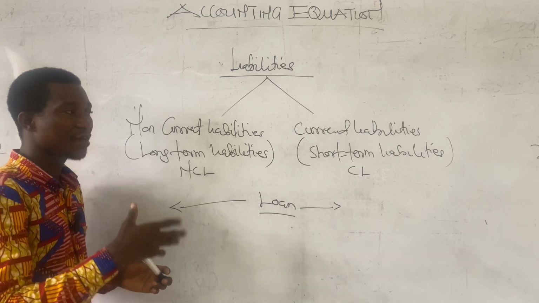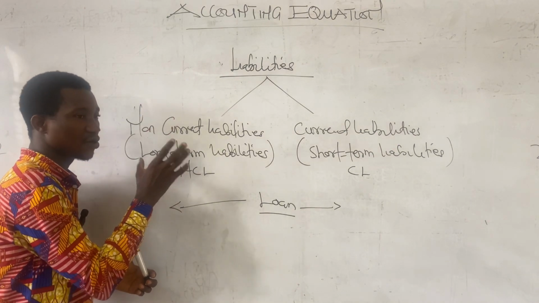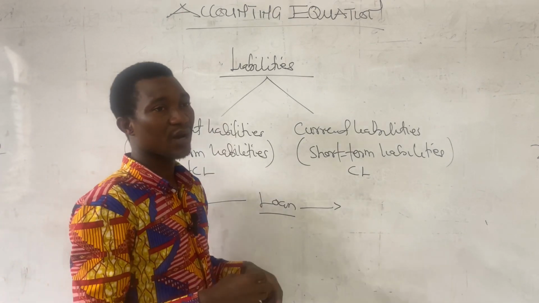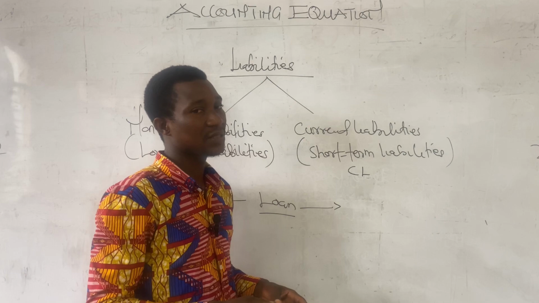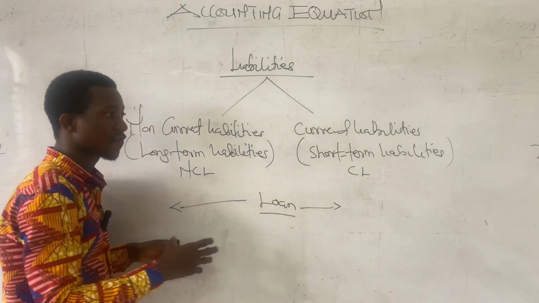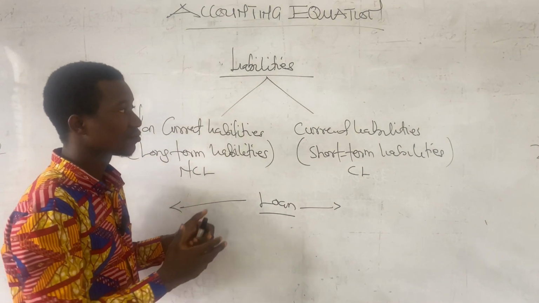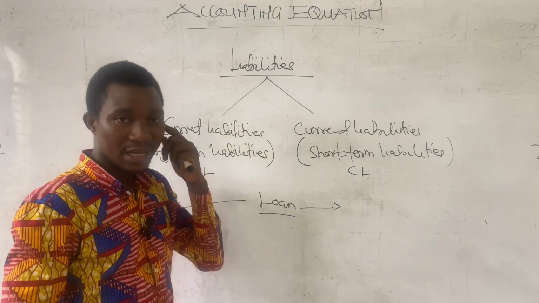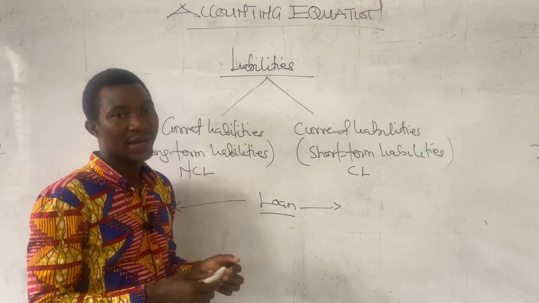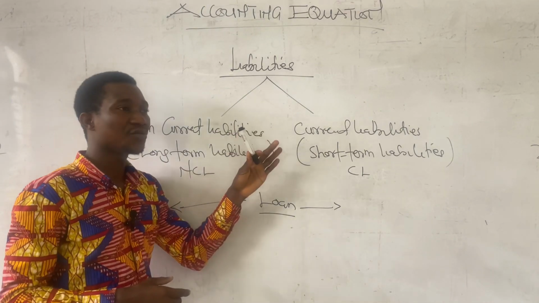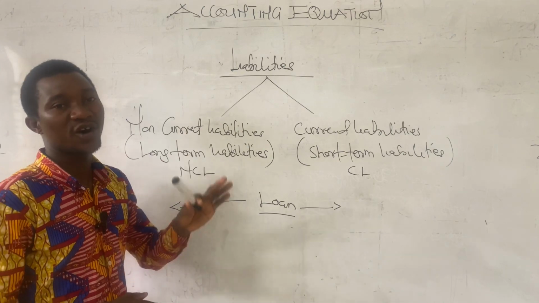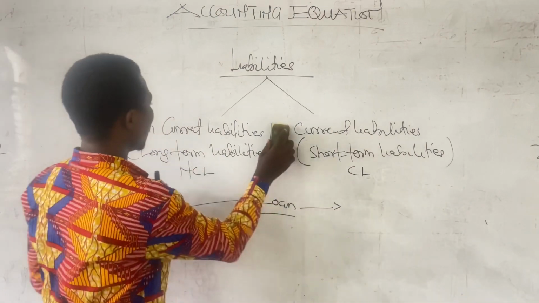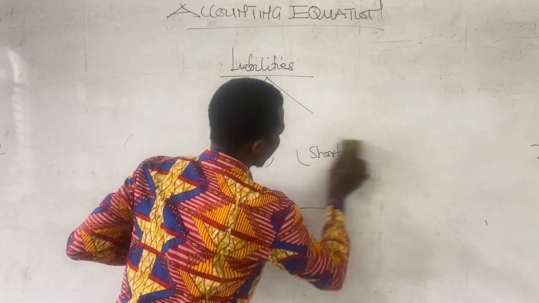Anything beyond one accounting period, any debt beyond one accounting period, is a non-current liability. A debt within one accounting period is a current liability. Is that okay? So I just want you to know the difference so that when you are preparing, or you've been asked to determine the accounting equation, you should know how to go by it. This accounting equation is the summarized form of the statement of financial position, or the balance sheet. But it is prudent to understand this concept very well.